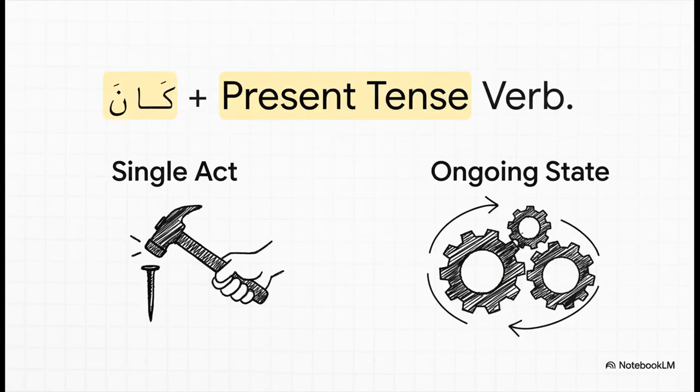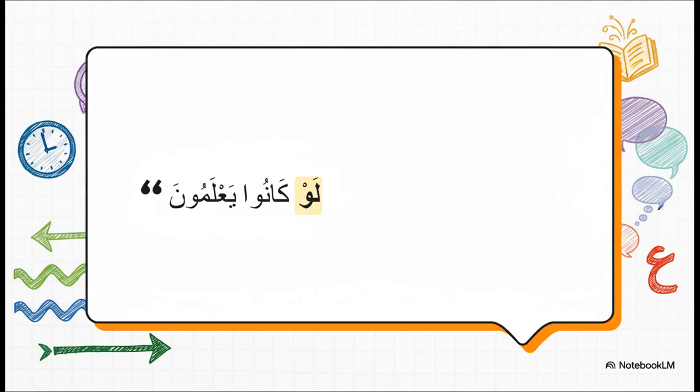That's our past continuous. So what this means is that the verse isn't talking about a single one-time act of injustice. No, it implies this was a continuous, ongoing state of wrongdoing. The choice of tense here adds this whole other layer of profound meaning. It's not just what they did, it's what they were doing. Here's another really powerful one.